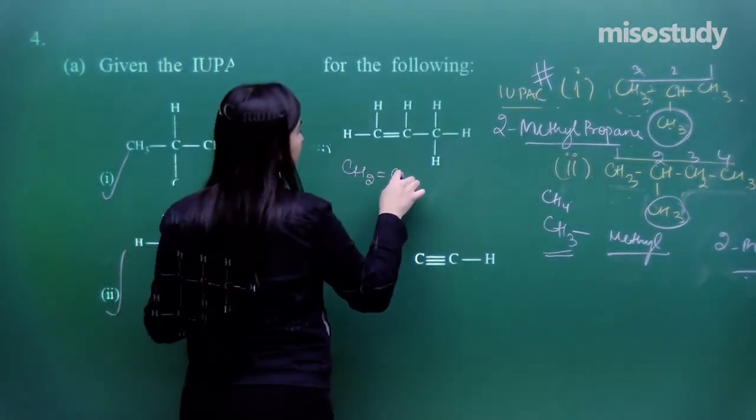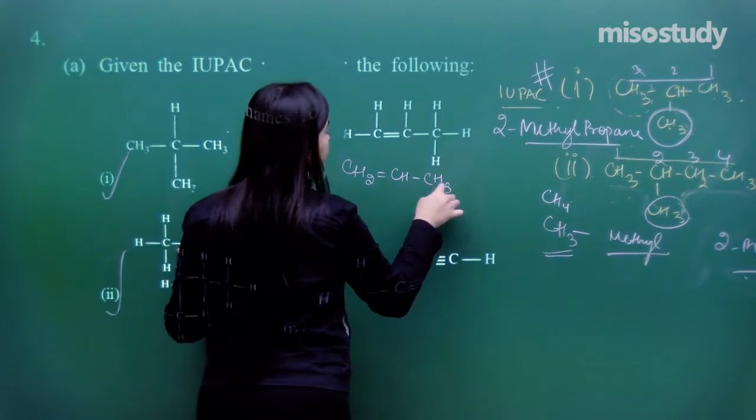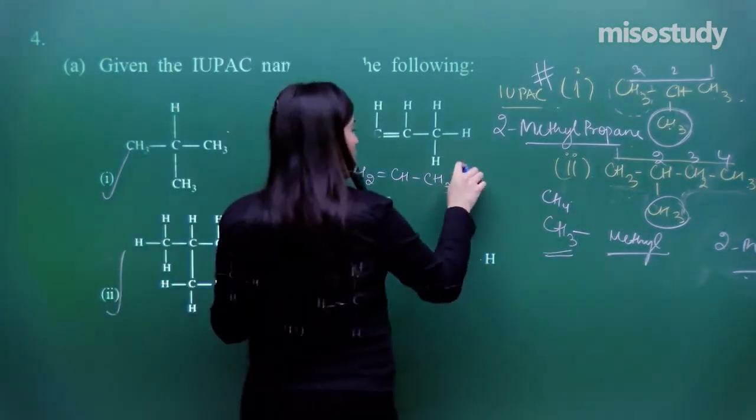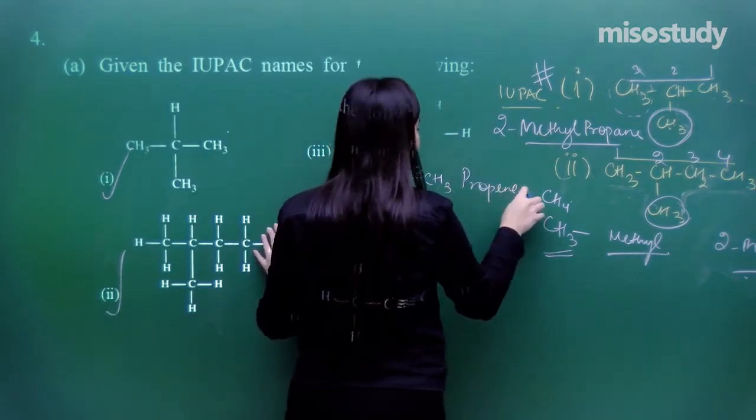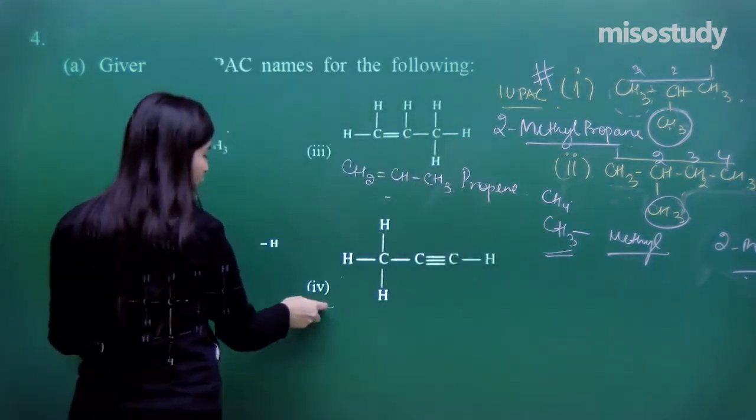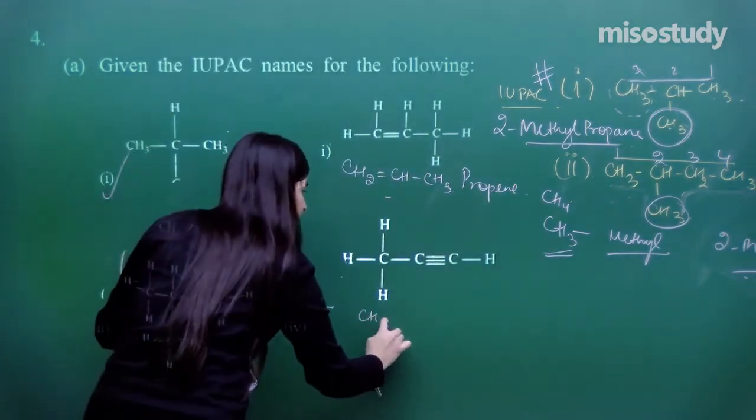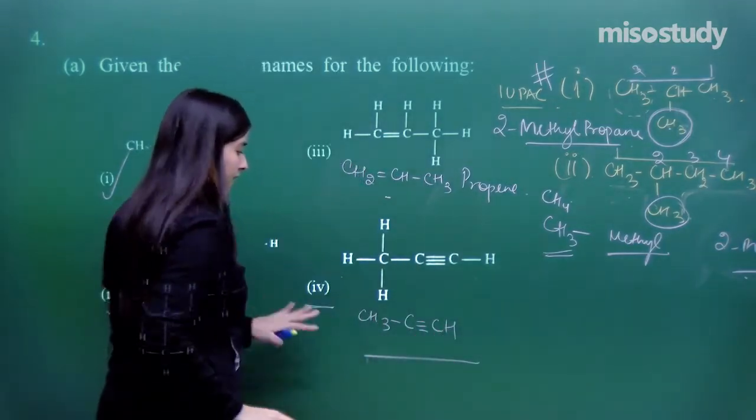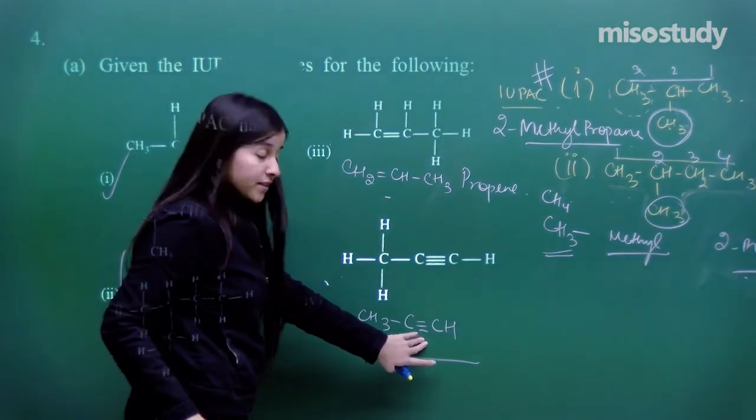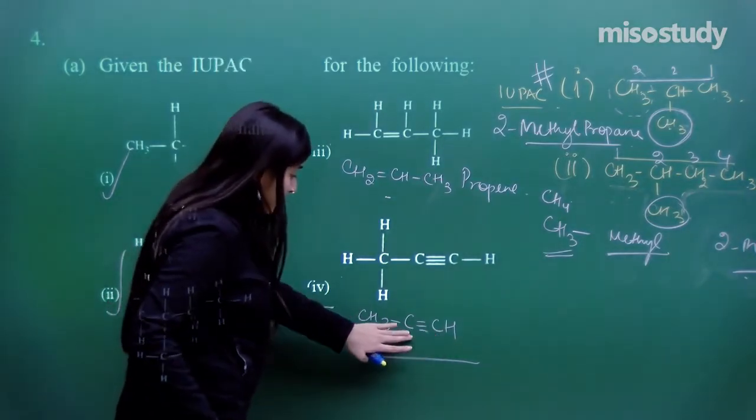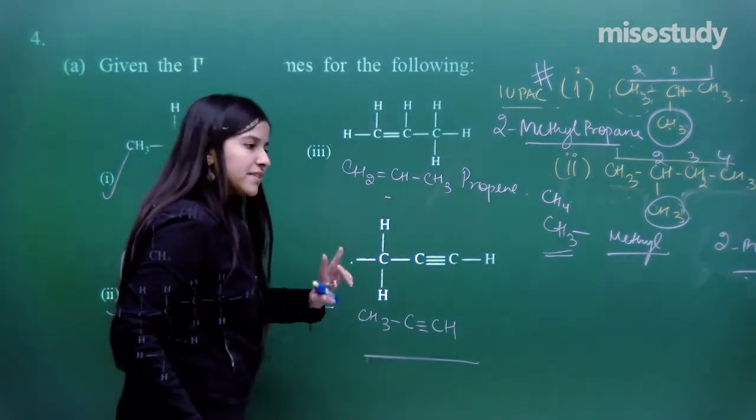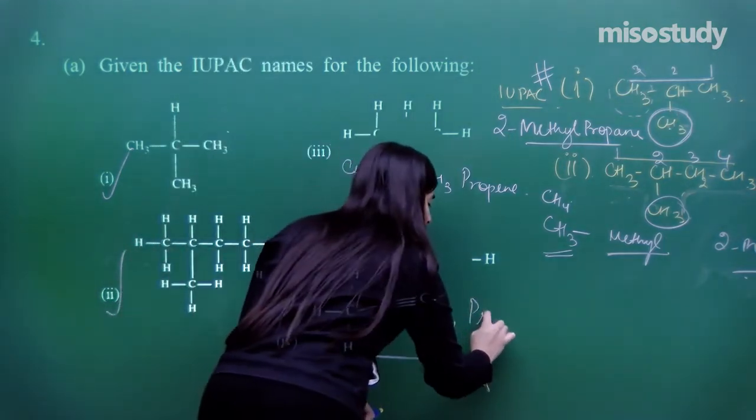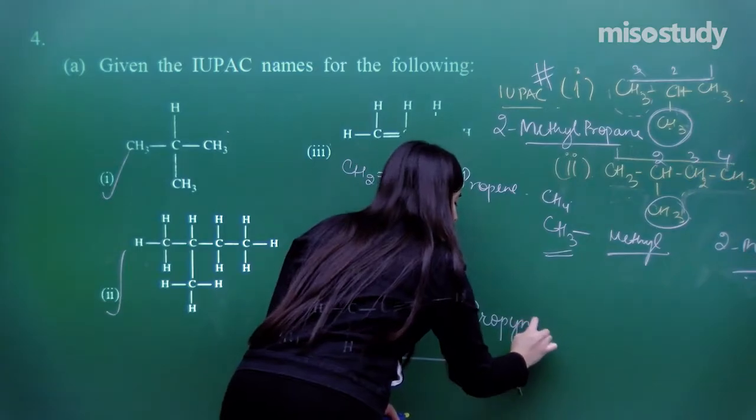CH2, double bond CH, single bond CH3. What is it? Prop and a double bond? Propene is the answer. Now, fourth one. Right? So it's a triple bond right here. That means having 3 carbons and triple bond, 3 means prop and triple bond means ine. So this is going to be propyne.